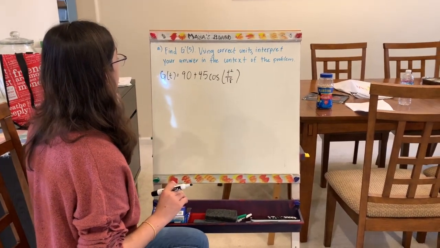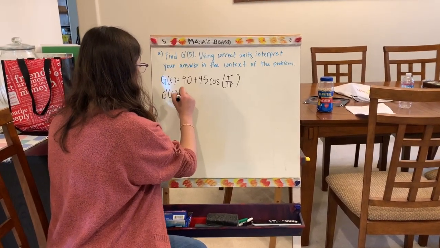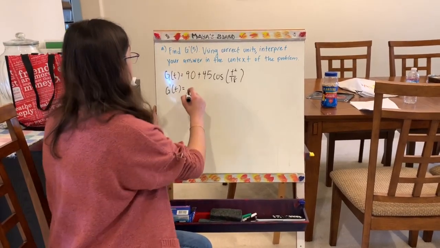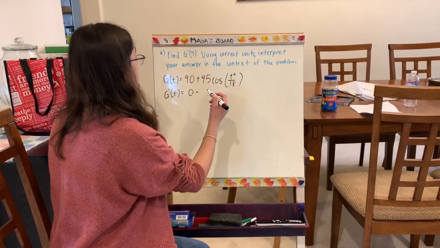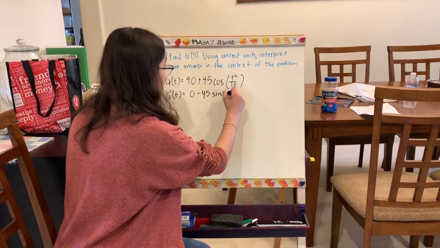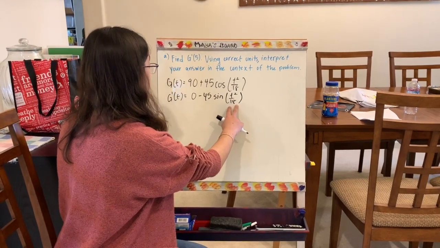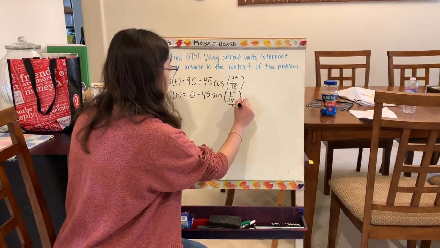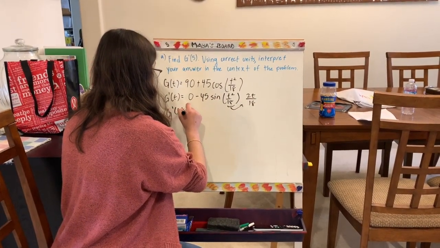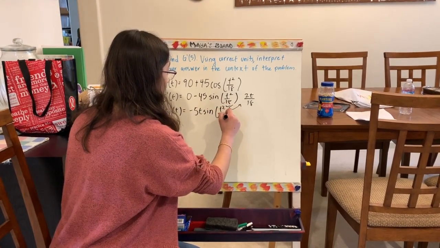So the first step to finding the solution to this problem is finding g prime of t, or the derivative of our original g of t function. So to take the derivative of 90, which is a constant, it's just 0. And to take the derivative of this portion, it's negative 45 sine t squared over 18. And then we have to chain the part of this problem which is in the parentheses. And that is 2t over 18, giving us a derivative of negative 5t sine t squared over 18.